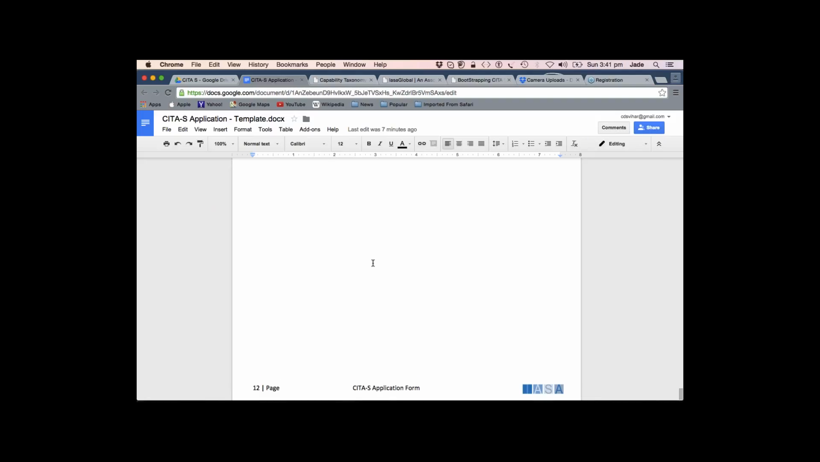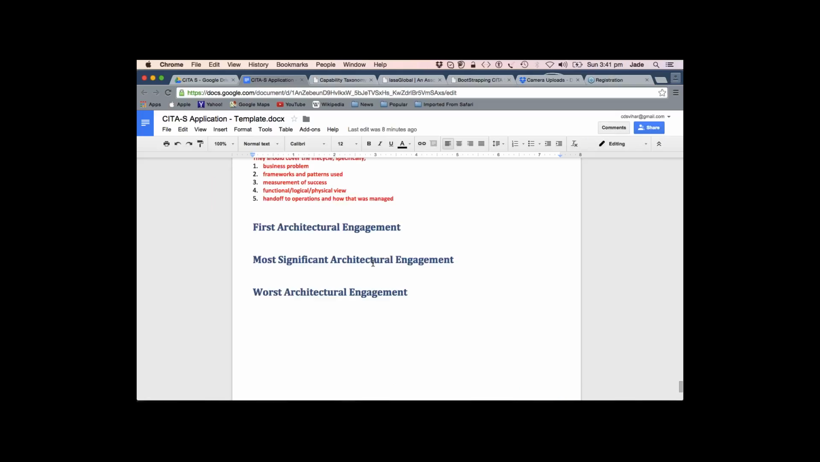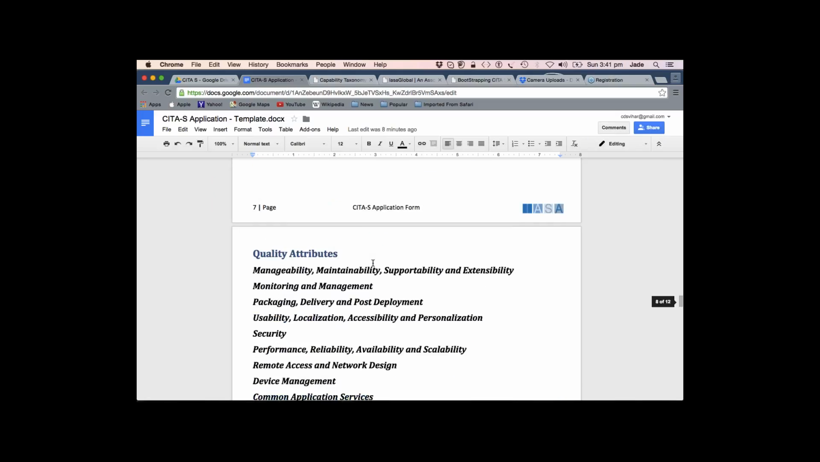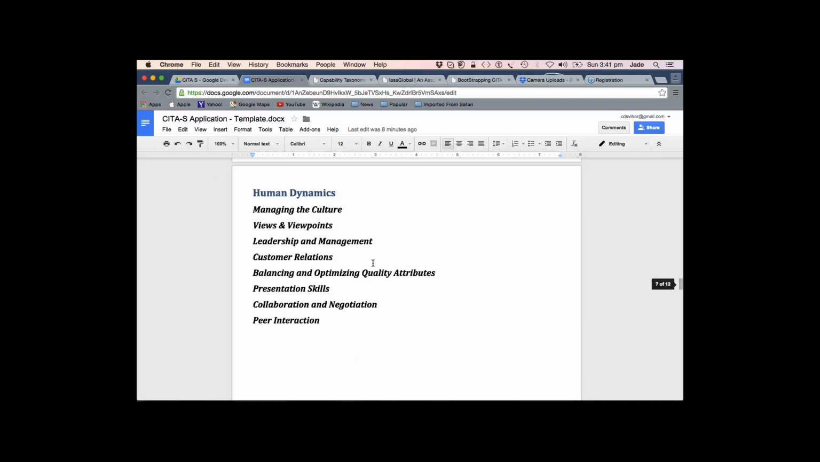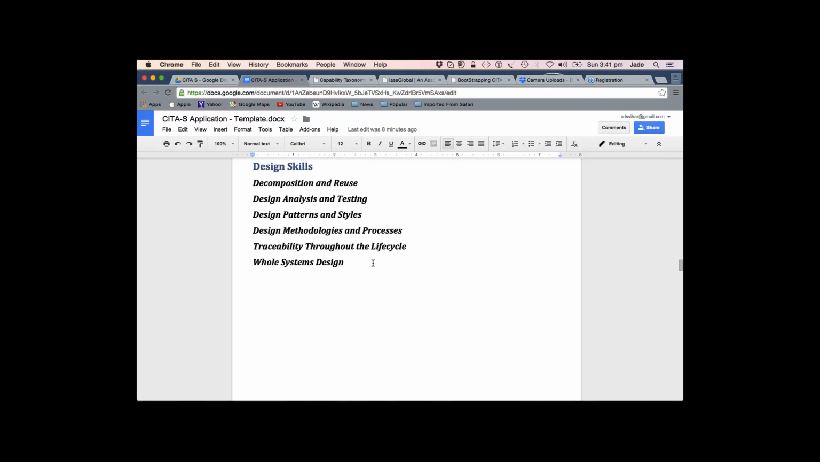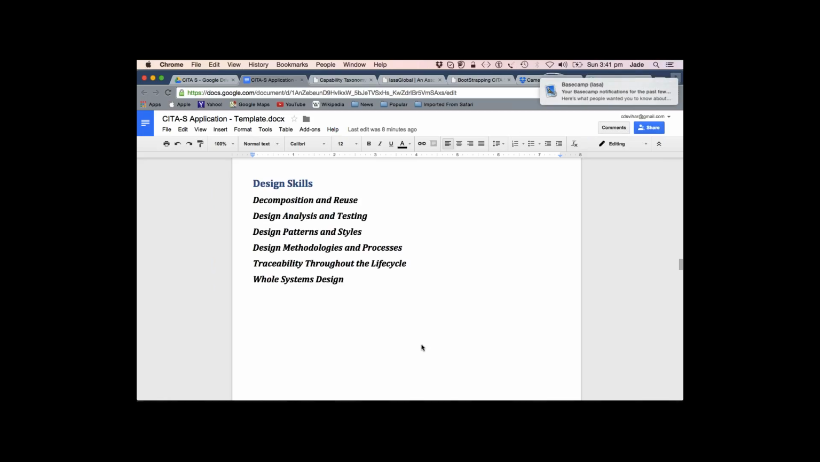One more point I wanted to add. Can you scroll up to any one of those pillars and subtopics under them? Yeah, this is the toughest of it. So let's take design skills for example. Let's say you had done something in a design methodology, or traceability through the life cycle. It need not be necessary that you should have been an architect when you did that.